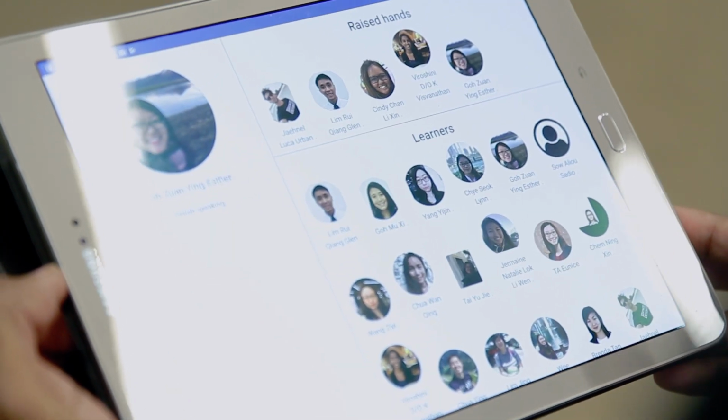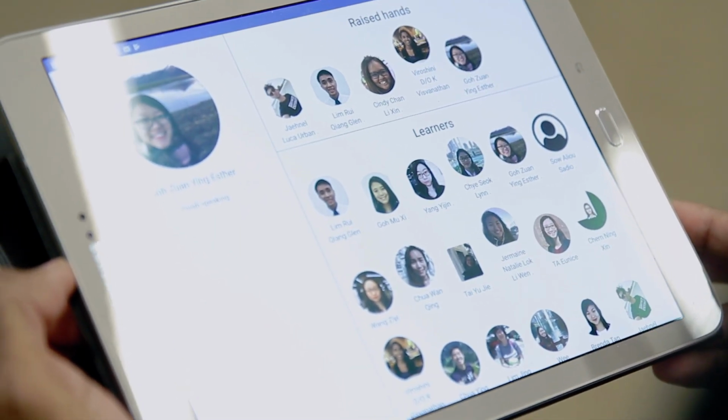Some positive experiences would be that I feel very motivated to speak up when I know that there are other students who want to speak up as well. For example, when there are 5 people who have already raised their hands, I would feel that there's a lesser barrier for me to want to raise my hand to contribute as well.